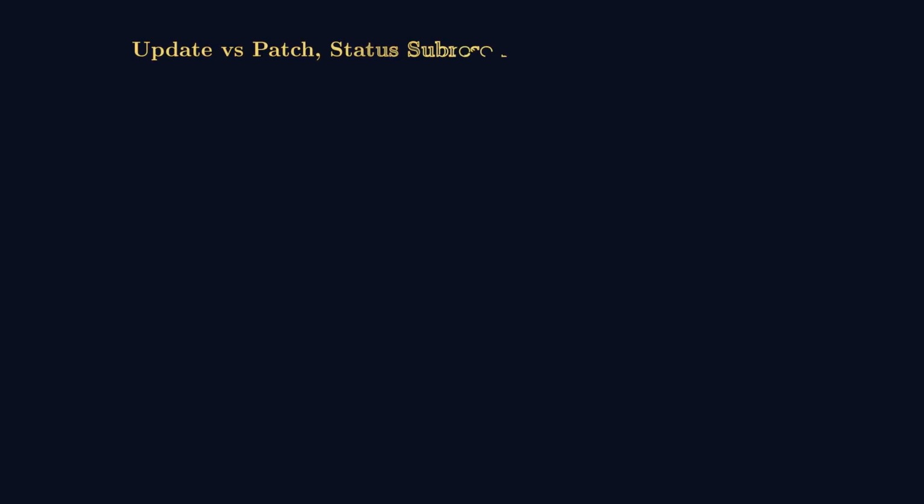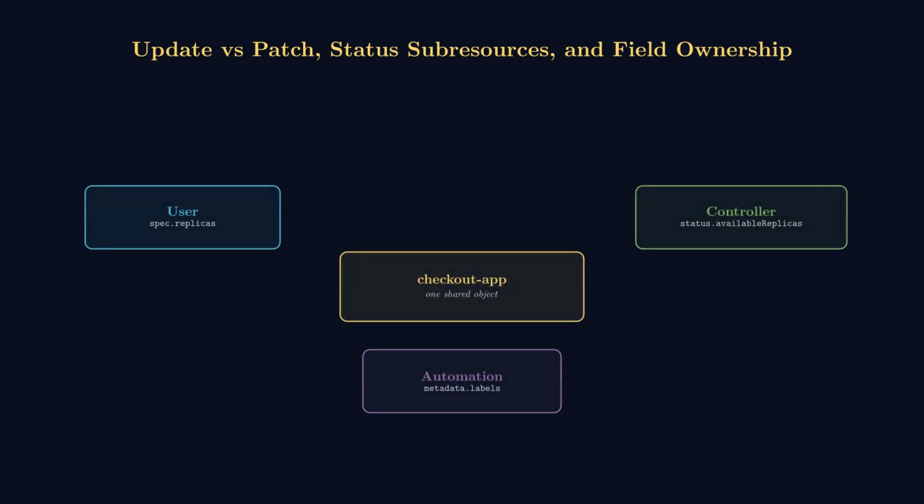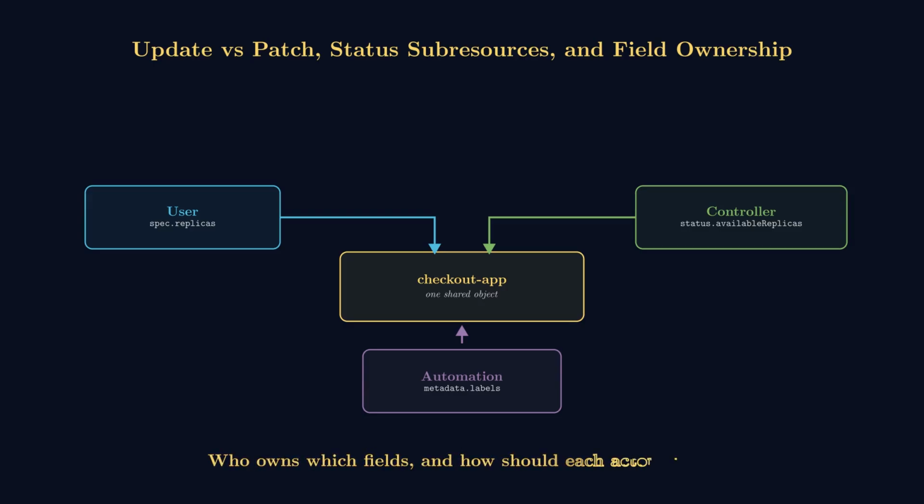Episode 12 ended with one more concurrency problem. A user changes how many pods checkout app should run. The controller updates how many pods are actually available. At the same time, another automation adds metadata. All three changes are valid, but they are being written to the same Kubernetes object. So the question is, who should manage which fields, and how should each actor make its change safely?